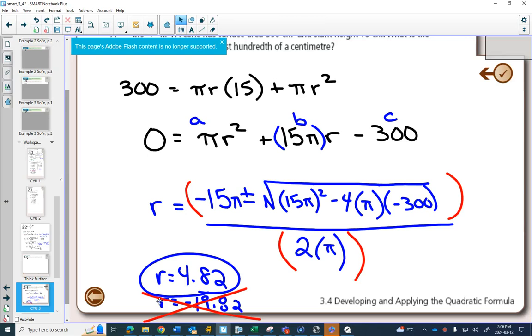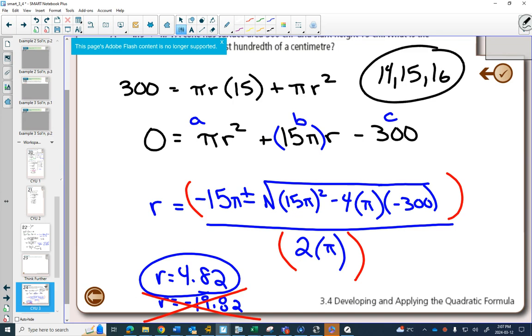And trust me, we did not want to do this with completing the square, and factoring would not even begin to come close to working. So the formula is really nice in this situation. Okay, so questions you can practice till the end of class: 14, 15, and 16.